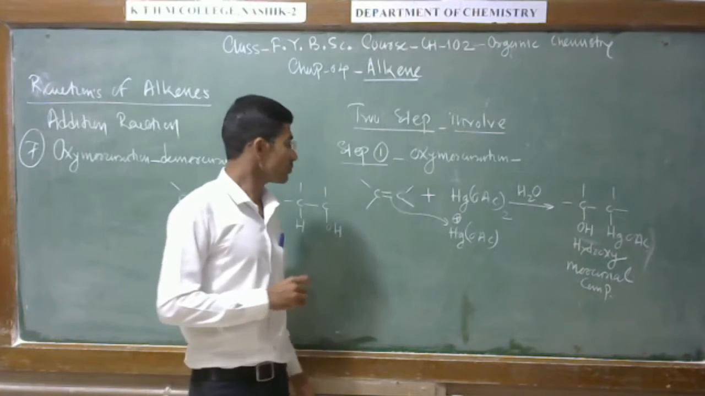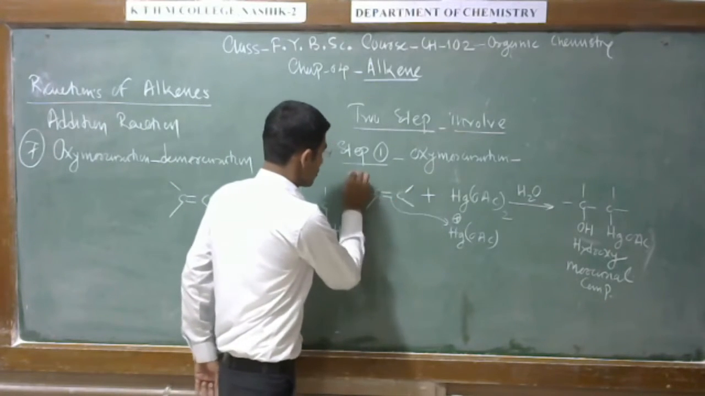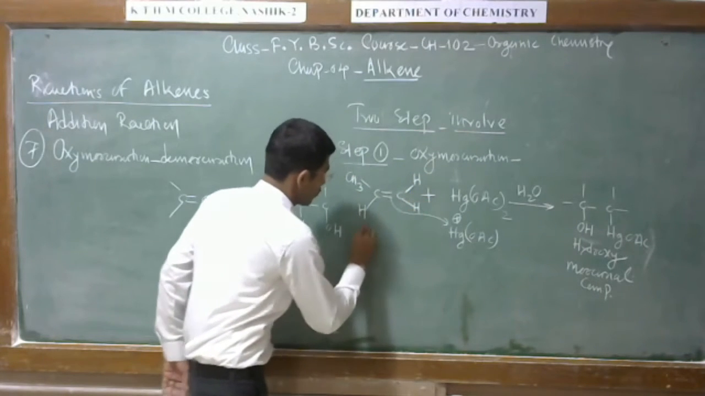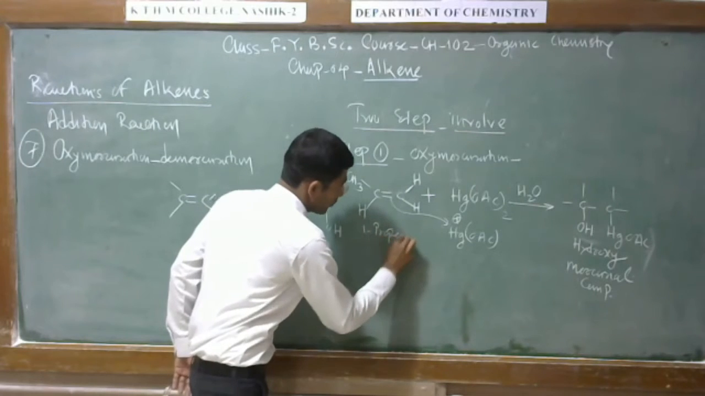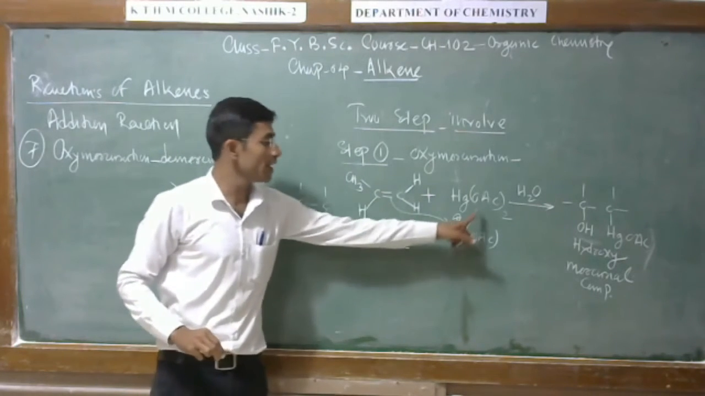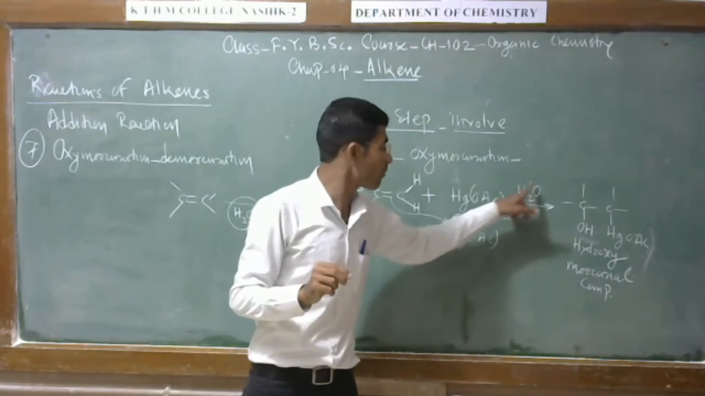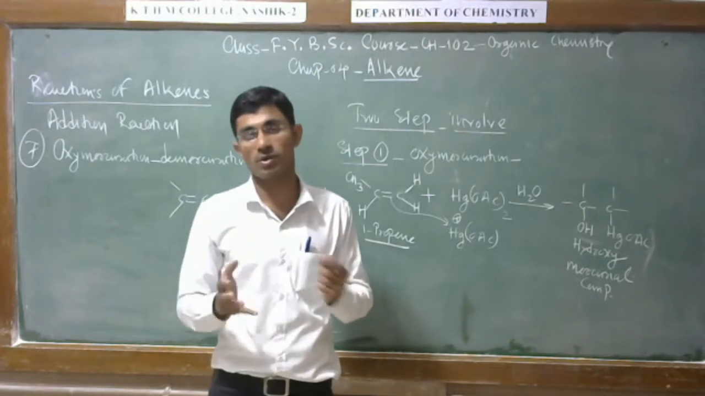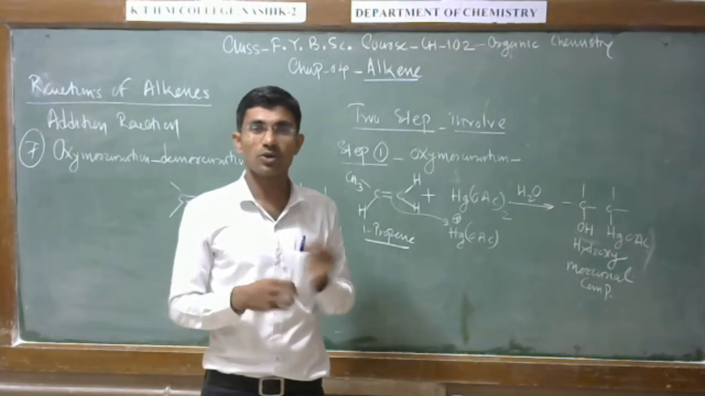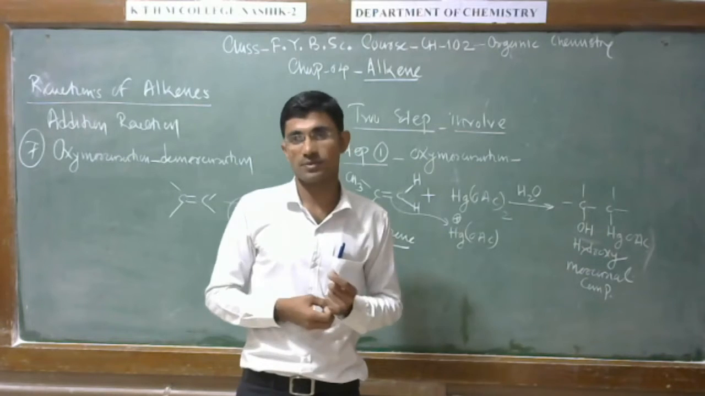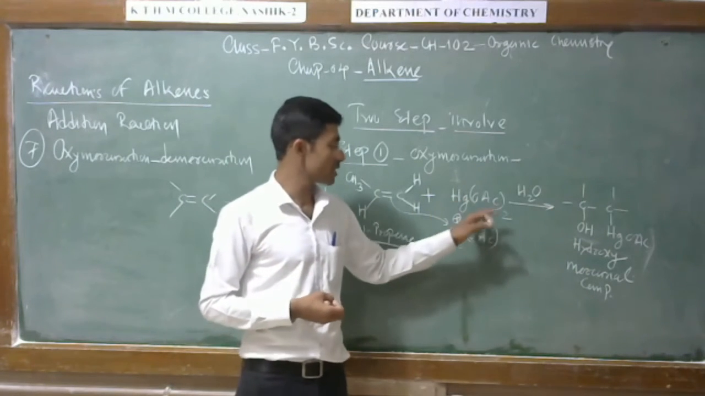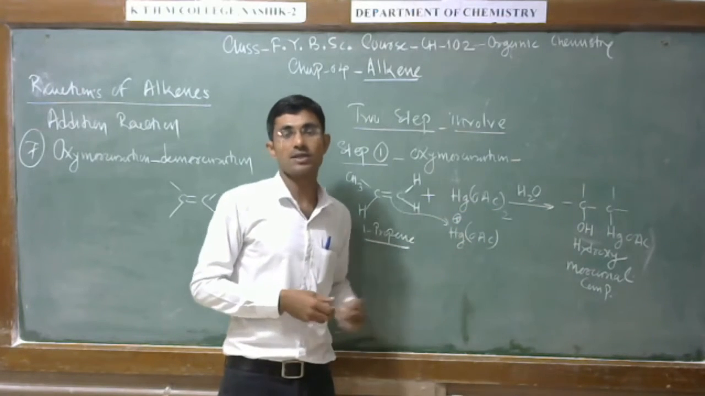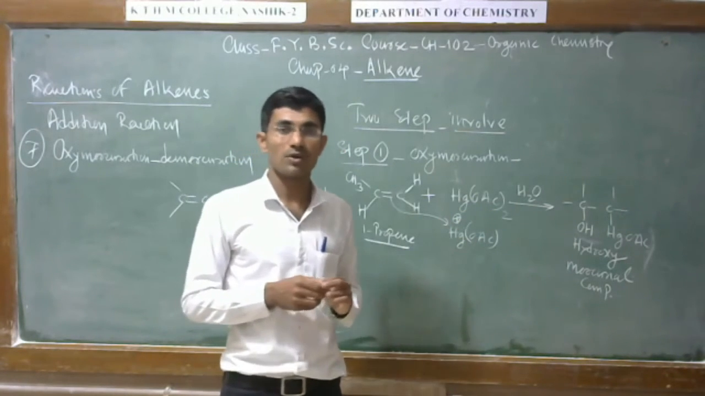So here, suppose I consider the example of 1-propene. 1-propene can interact with an aqueous solution of mercurial acetate compound. So this is the first step, no doubt about that, the oxymercuration reaction. In this reaction, the addition of mercurial acetate, we use the aqueous solution of mercurial acetate. This addition occurs within 5 minutes.